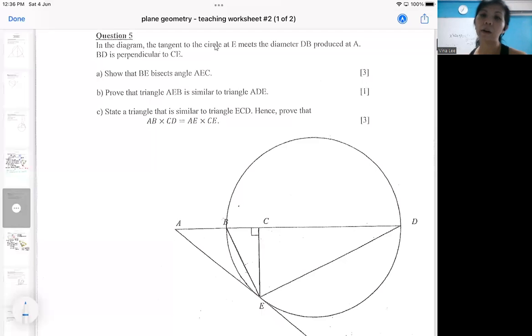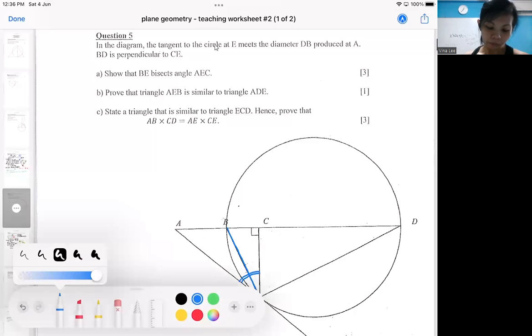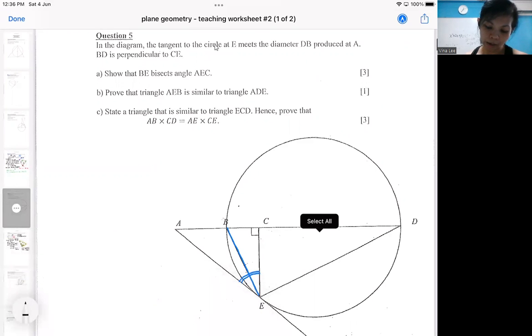And remember I mentioned, part A can be helping you with part B, and part B can be helping you with part C. So everything is linked. So for part A, we are trying to prove that BE will bisect a big angle. So the big angle is here. So the idea of bisect means it will be cutting into equal angles. So the idea here is both of them must be the same value. So you want to make the two angles the same using algebra.